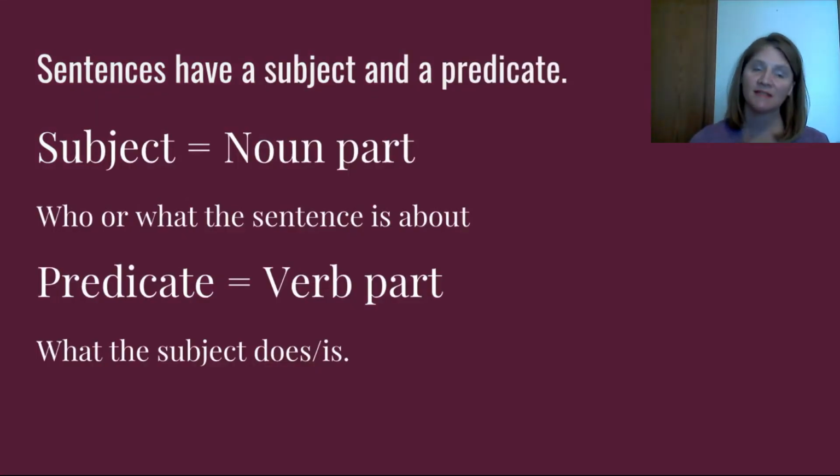Sentences have to have a subject and a predicate. The subject is the noun part, and it tells us who or what the sentence is about. And the predicate is a verb part. It tells what the subject does or what it is. So, let's look at some examples.